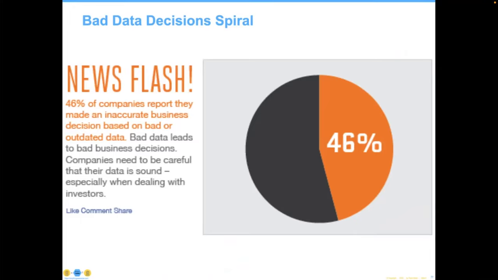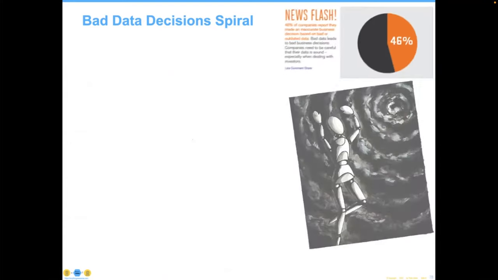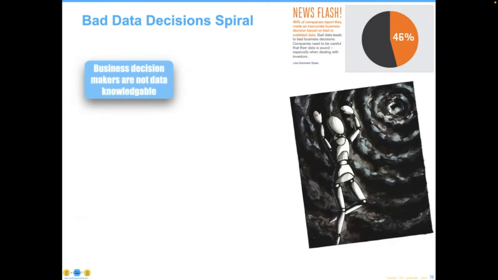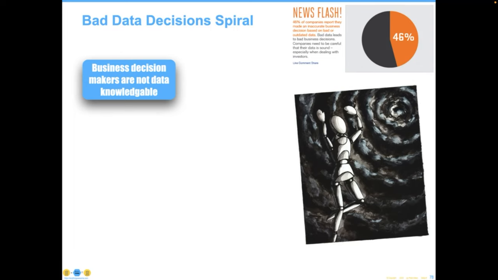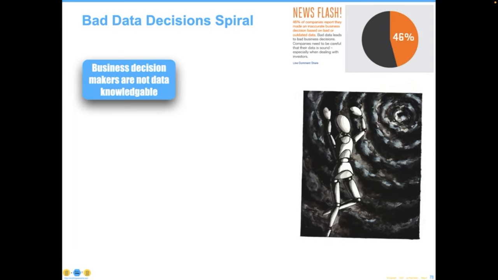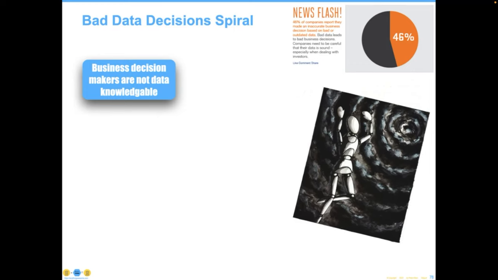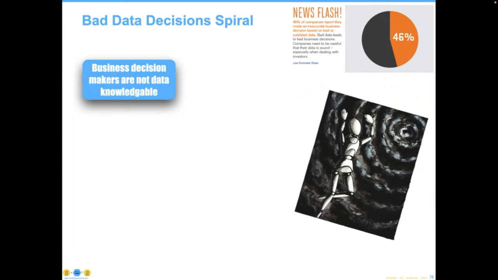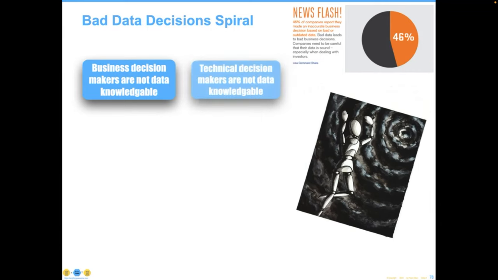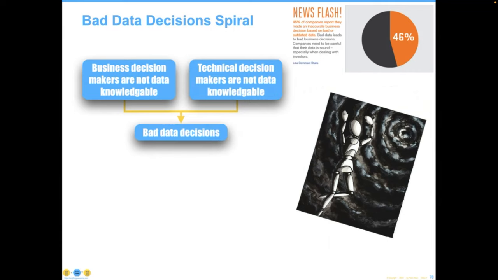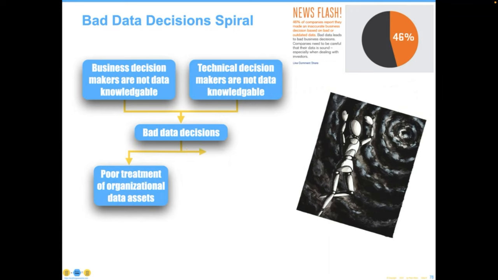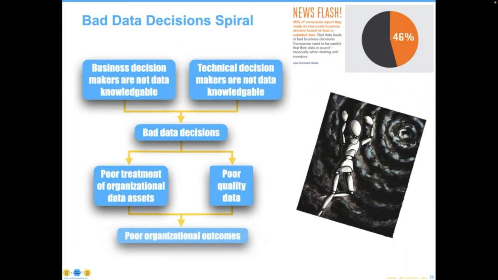This leads a lot of organizations into something called a bad data decisions spiral. The idea is that most business decision makers are not data knowledgeable, and consequently, the technical decision makers are not either. That leads to a falling down the creek. It just goes further and further. And if the technical decision makers aren't any good about this, we get what are called bad data decisions. And if we have bad data decisions, that results in poor treatment of data assets and poor quality of data, which leads to poor organizational outcomes. Yes, lather, rinse, and repeat.